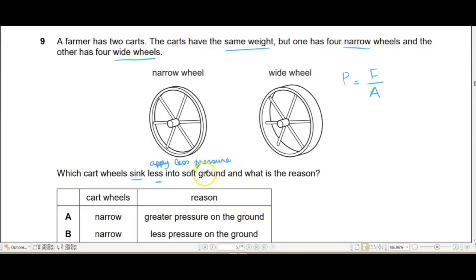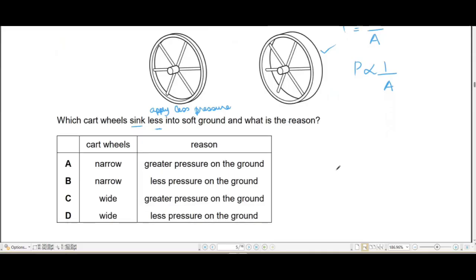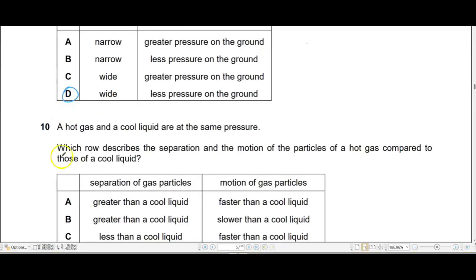Okay? So if the area is going to be more, the pressure is going to be less. So this wide wheel is going to work because it has a greater area, so it will exert less pressure, since they are inversely proportional. So the cart wheel has to be wide, and the reason is that it will produce less pressure on the ground.